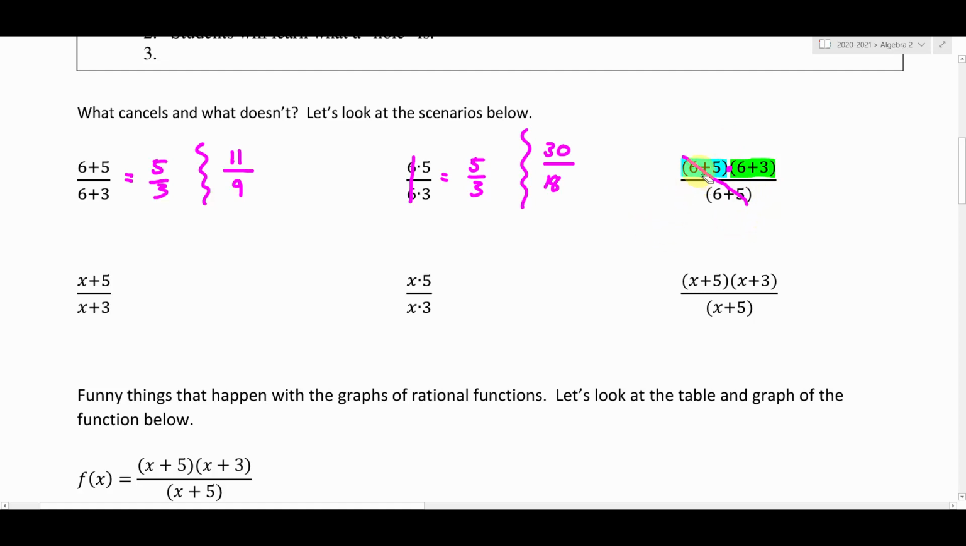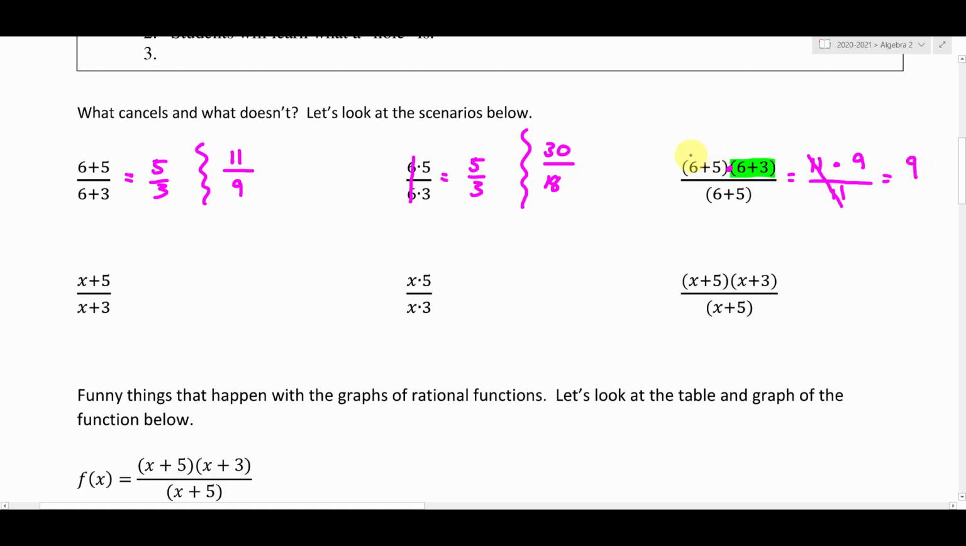Another way to evaluate this, since they're just numbers, is to evaluate what's inside of the parentheses. So for instance, if I did 6 plus 5, I would get 11. 6 plus 3 is 9, and remember, those were being multiplied, so we have 11 times 9, over, and then in the bottom we would have 6 plus 5, which is 11. And so you'll see these are factors, and we have a common factor of 11 in the top and the bottom, so those would cancel, and we would get 9.